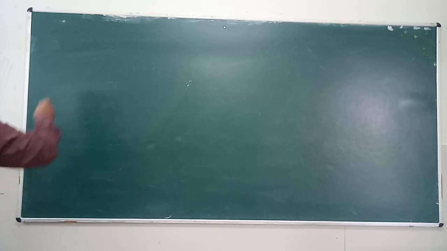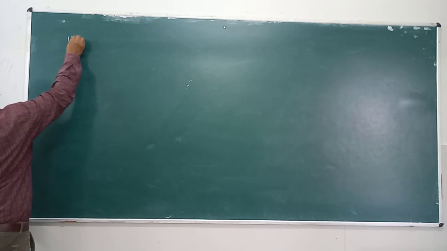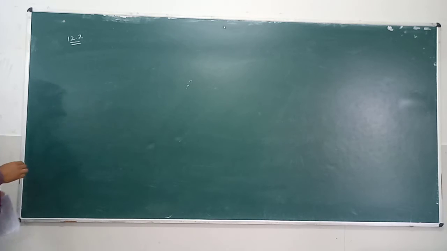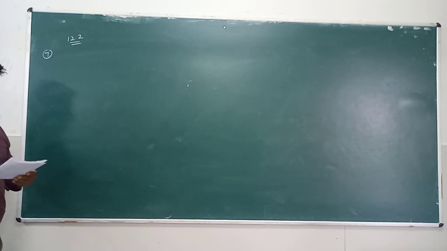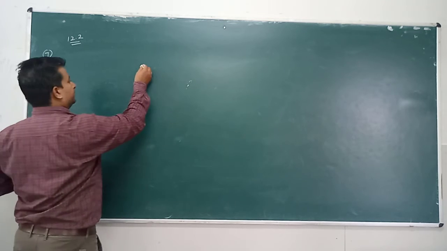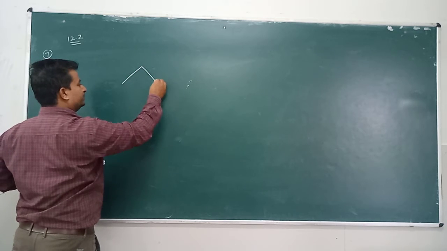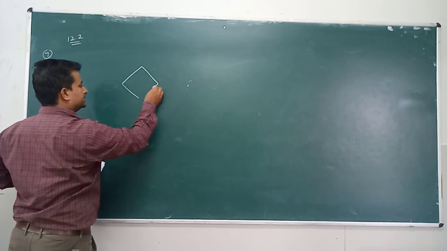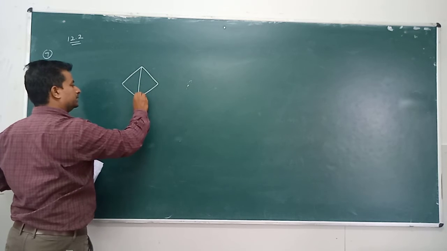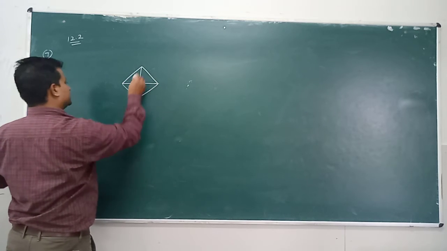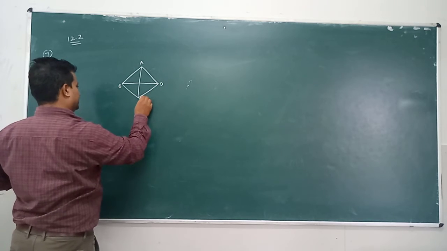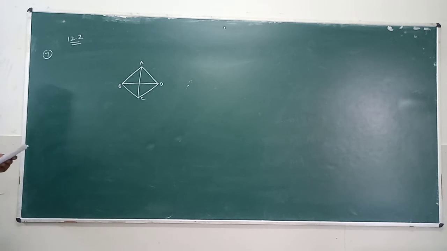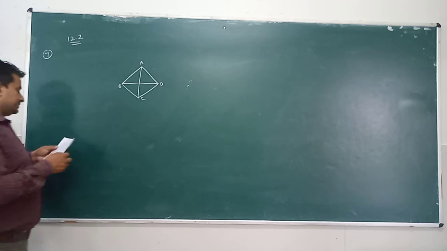Students, today we will discuss the remaining questions of exercise 12.2, Heron's formula. Question number 7 says: a kite in the shape of a square with diagonals 32 centimeters. This is the kite ABCD, and these are the two diagonals, each 32.